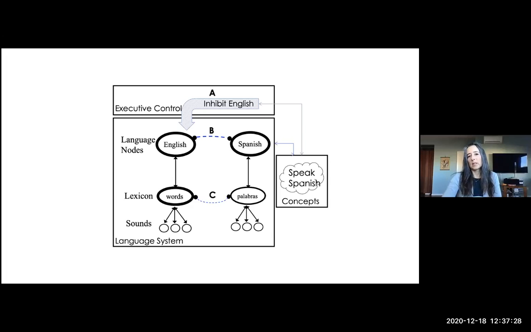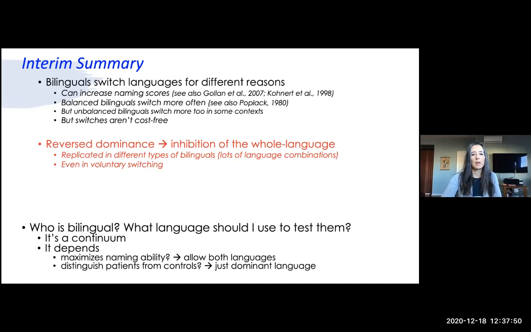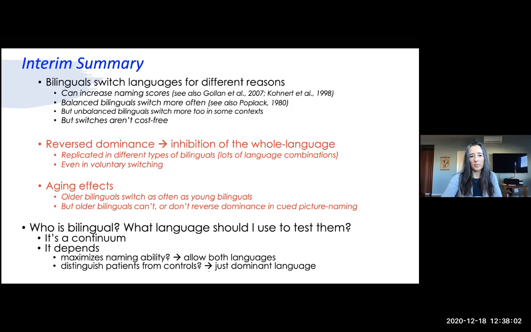We hypothesized that bilinguals inhibit the entire language, maybe through something like language nodes that are connected to the entire lexicon and can take intention to reduce access or slow down, prevent automatic responding in the language that's more dominant. So reverse dominance we take as evidence of inhibition at the whole language level. This has been replicated in many different types of bilinguals, and we see it even in voluntary switching.